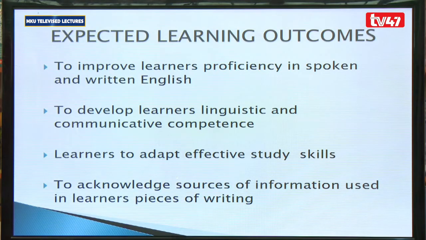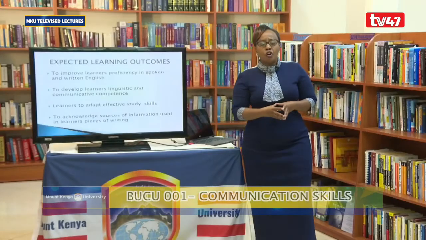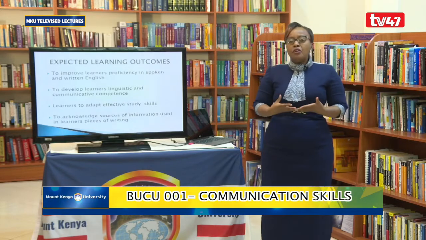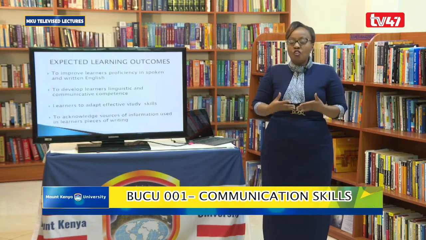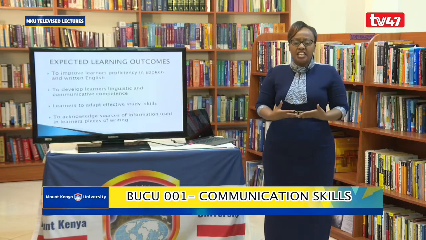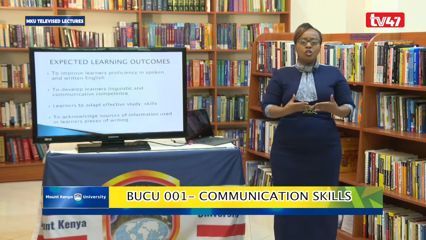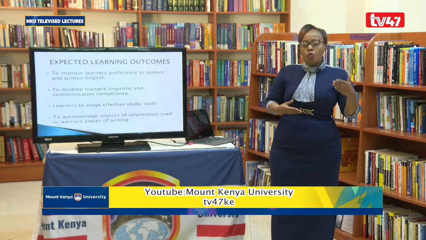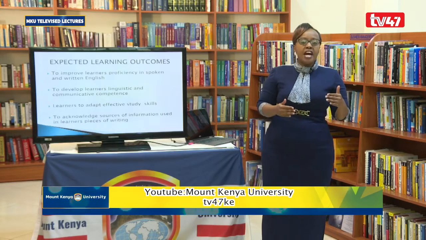These are the expected learning outcomes: by the end of this course, the learners should improve their proficiency in both spoken and written English. And then number 2 is to develop the learner's linguistic and communicative competence. When we talk about linguistic competence, this is the knowledge that somebody has of a given language. You know the rules of the language. You are able to communicate. That is not enough because you need what we call communicative competence. Basically, this is knowing what to say to whom, where, and how.